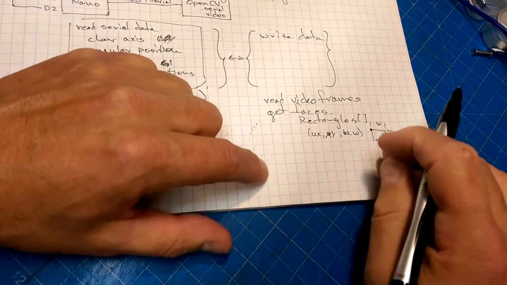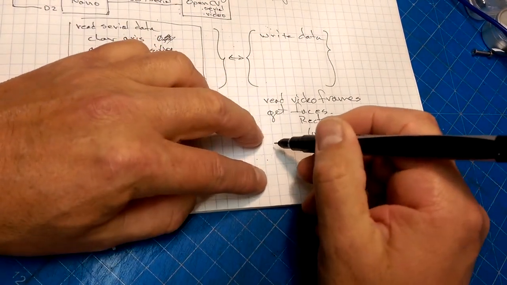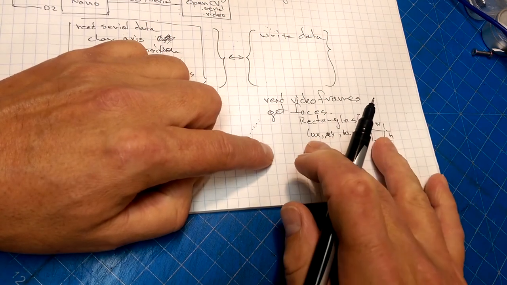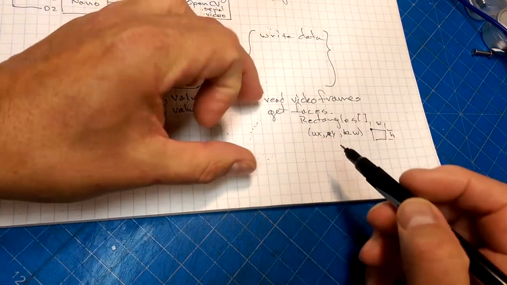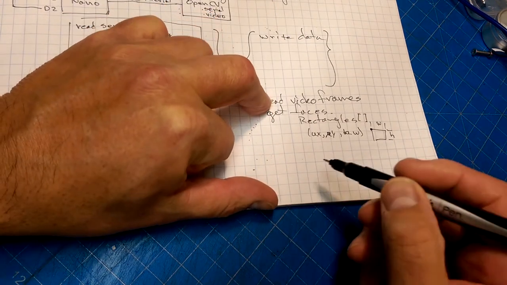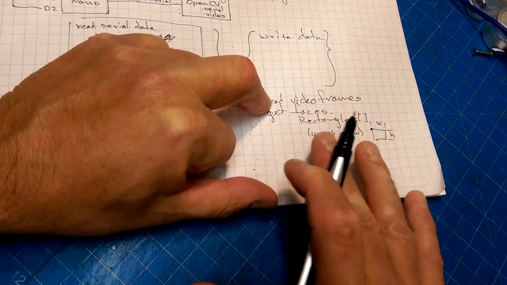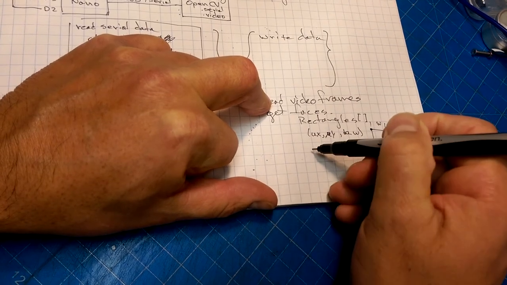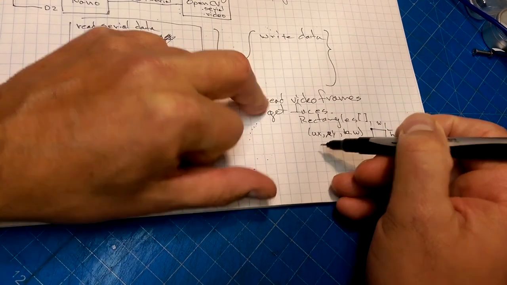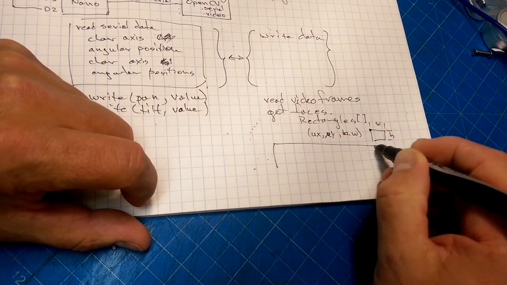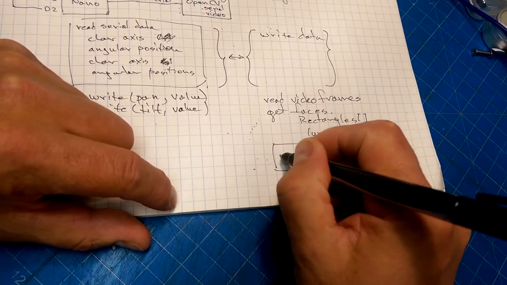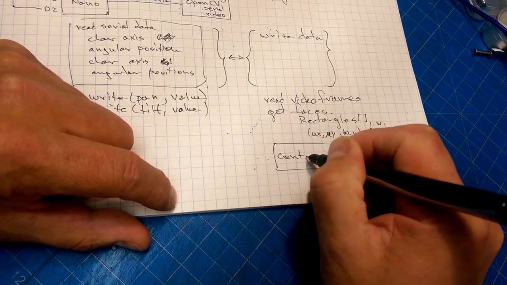Then what we're going to do is we're going to take a look at that rectangle and figure out where it is in the full frame of the video, and then pan and tilt in order to bring that rectangle into the center of the frame. Simple. That's all that the code has to do for center.